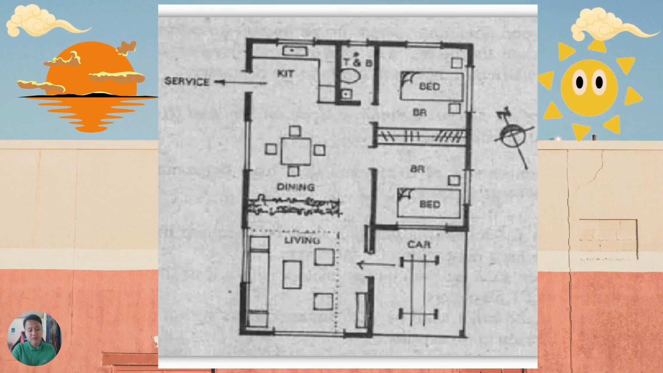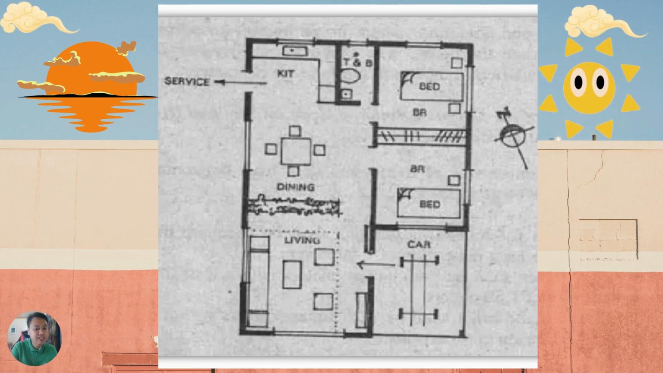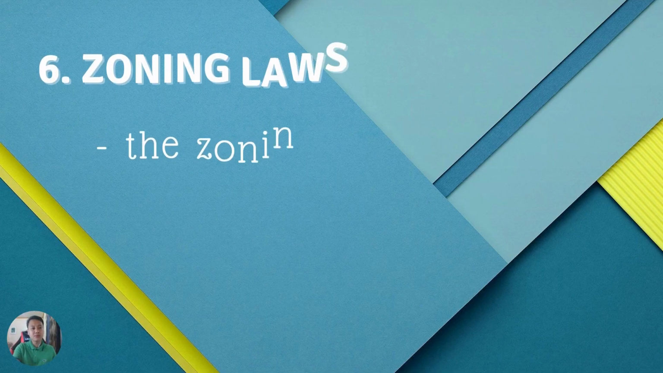So, anyway, di ba natutulog tayo sa hapon o sa tanghali? So, the bedroom should not be oriented facing the afternoon sun, no? While the kitchen, the bathroom, and the laundry is better oriented west for sunlight kills many types of bacteria.